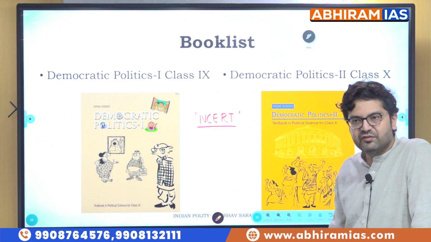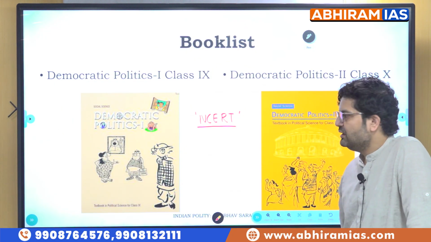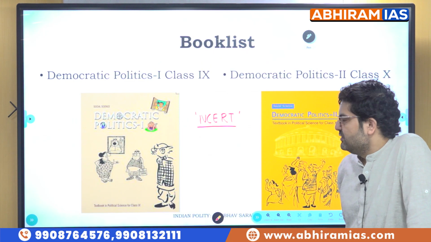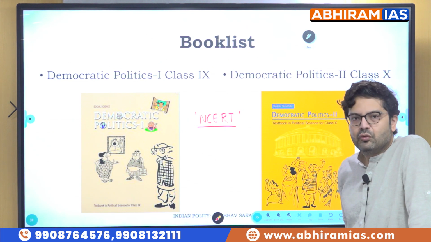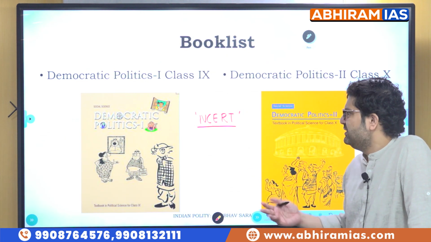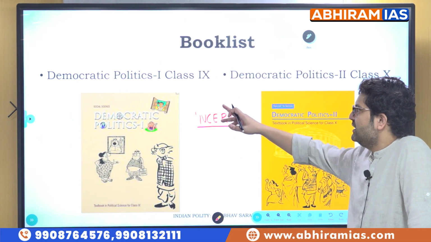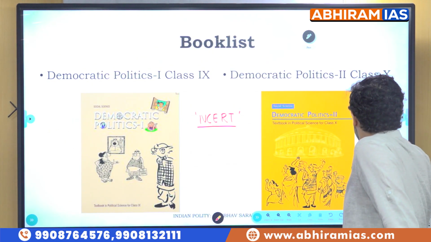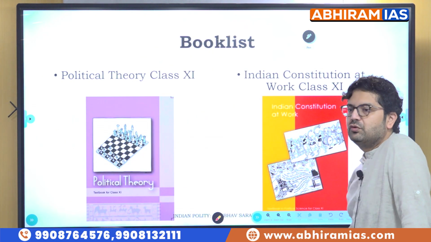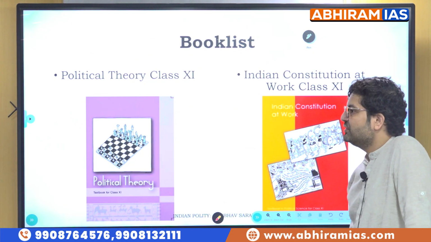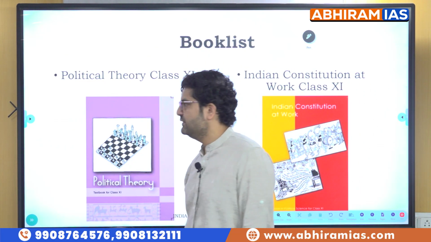If you are somebody who has zero understanding of what is politics, and in the classes all the concepts are bouncers for you, you have no clue what is happening around, then maybe you can read these very simple, easy books on basic information. Democratic Politics, Part 1, Class 9th and Part 2, Class 10th. Okay. Then we also have two more NCERT books. Now here the NCERT books are important. Okay. Political Theory, Class 11th.